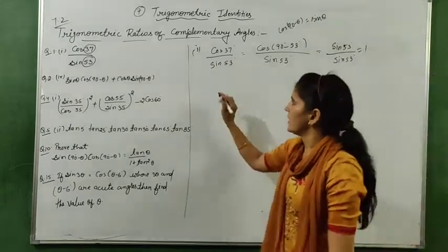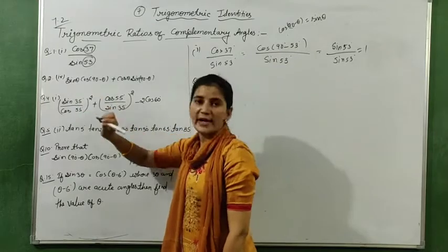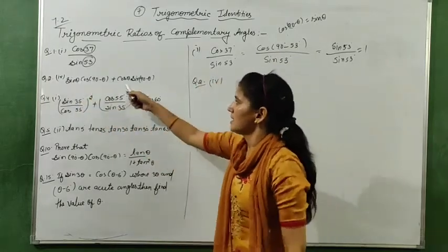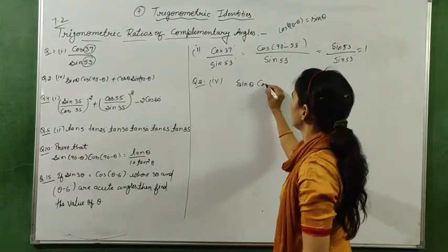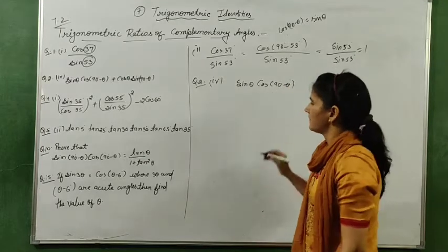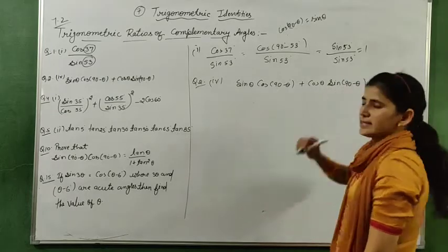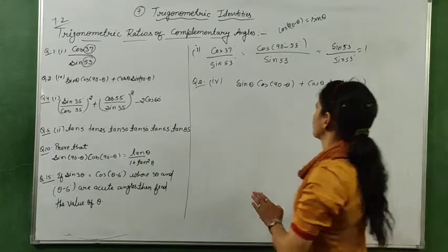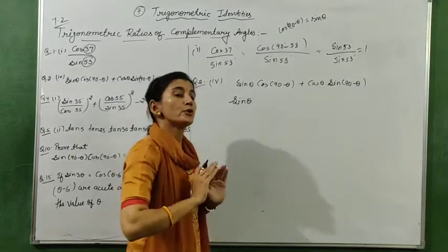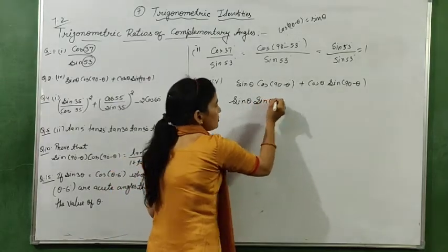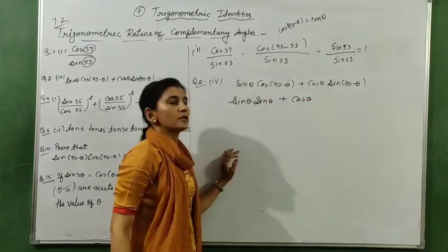Okay students, now next is question number 2, its fourth part. We have to find the value of sin theta cos (90 minus theta) plus cos theta sin (90 minus theta). So sin theta is sin theta, and cos (90 minus theta) is equal to sin theta, plus cos theta, and sin (90 minus theta) is equal to cos theta.